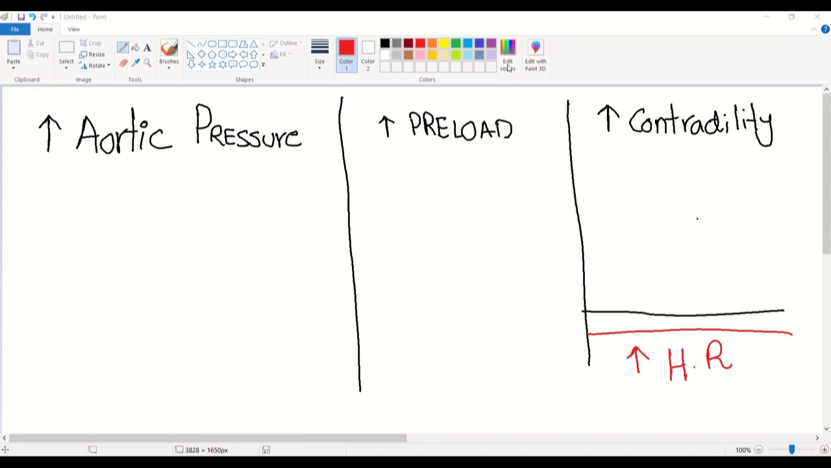Okay, so if the contractility of the ventricle is increased, what is the consequence? Please repeat the question. What about contractility? If I increase the contractility of the left ventricle, what happens? What consequence? What are the changes? What is the result of the increased contractility of the ventricle? Ejection fraction will increase.